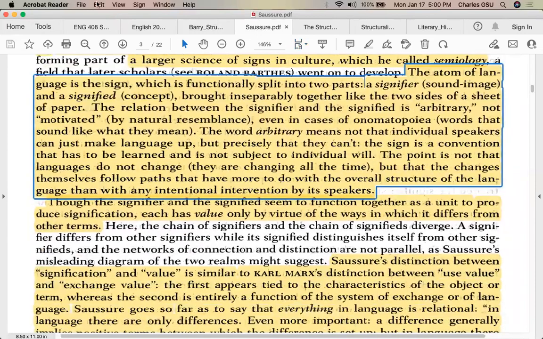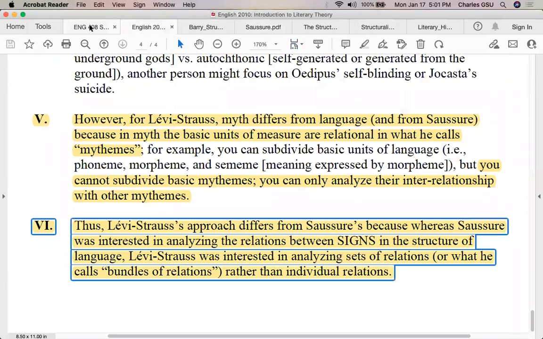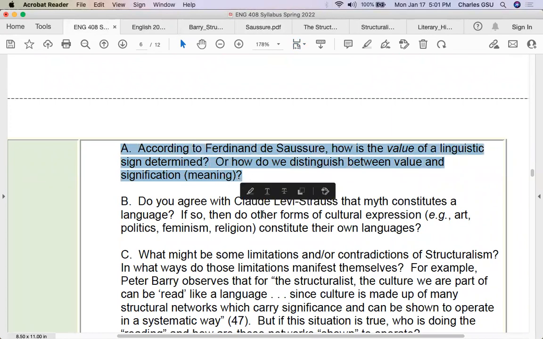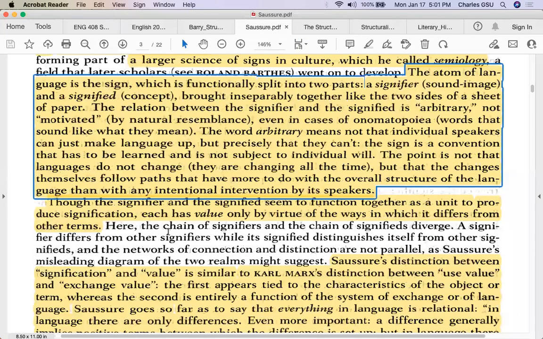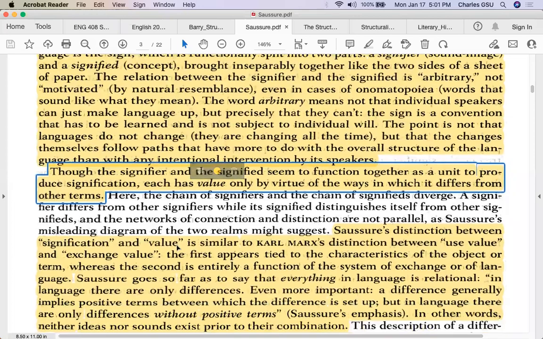So the question that I pose in letter A here for module 2 is, how is the value of a linguistic sign determined? Or how do we distinguish between value and meaning or signification, according to Saussure, right? The editors tell you here, before you dive into the actual reading, though the signifier and the signified seem to function together as a unit to produce meaning or signification, you can use that word interchangeably, each has value only by virtue of the ways in which it differs from other terms, right?